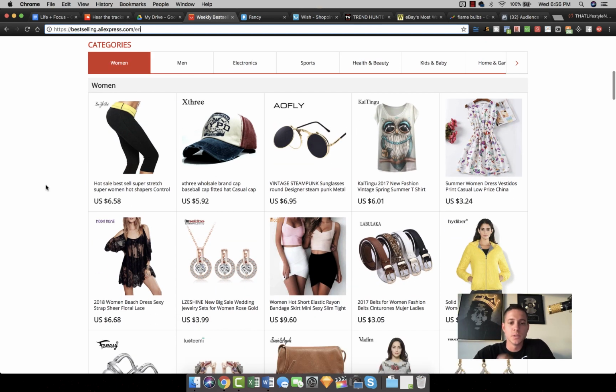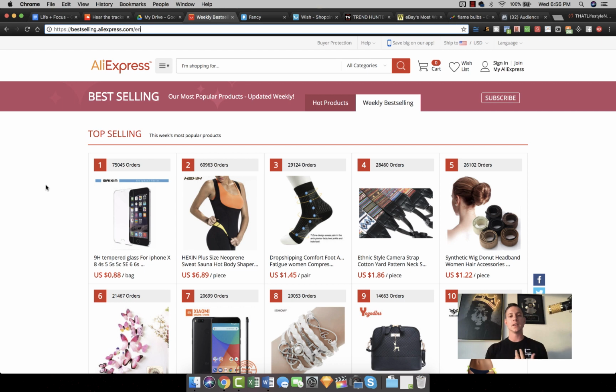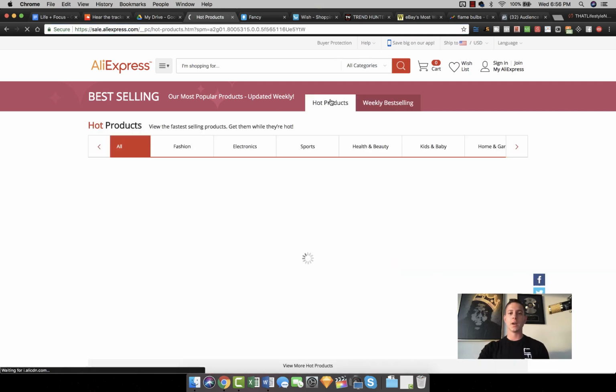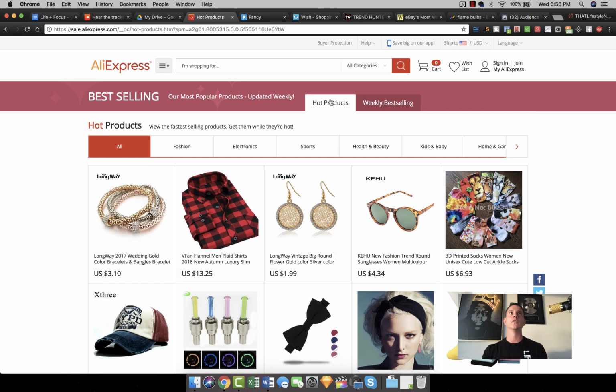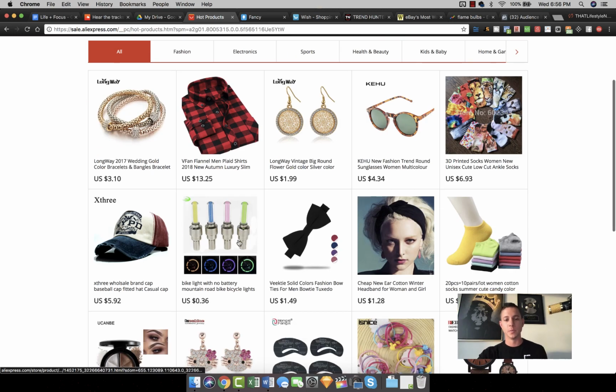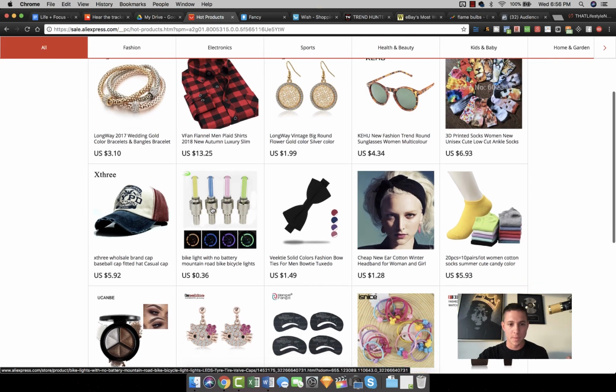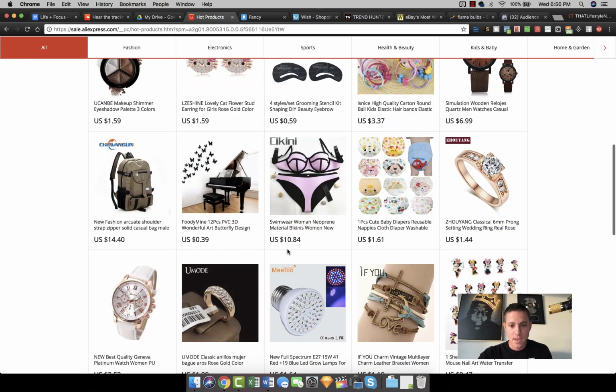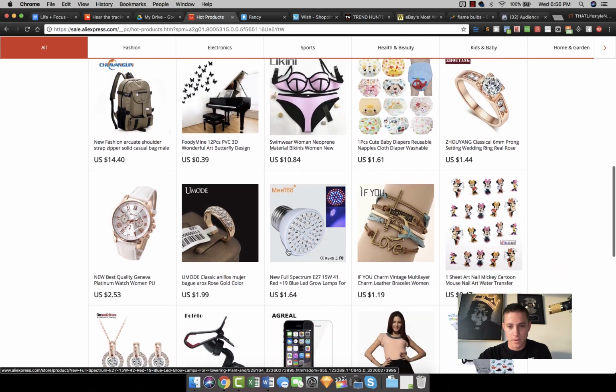I'm not going to go super deep into this, but best selling on AliExpress and hot products is a great place to start, because I think it's overwhelming looking at AliExpress or thinking about doing product research from a blank slate. Don't let yourself fall into that. Go on AliExpress and just start exploring, right? Like, what is this? Bike light with no battery. I would look at that. Looks interesting. There's tons of stuff on here.